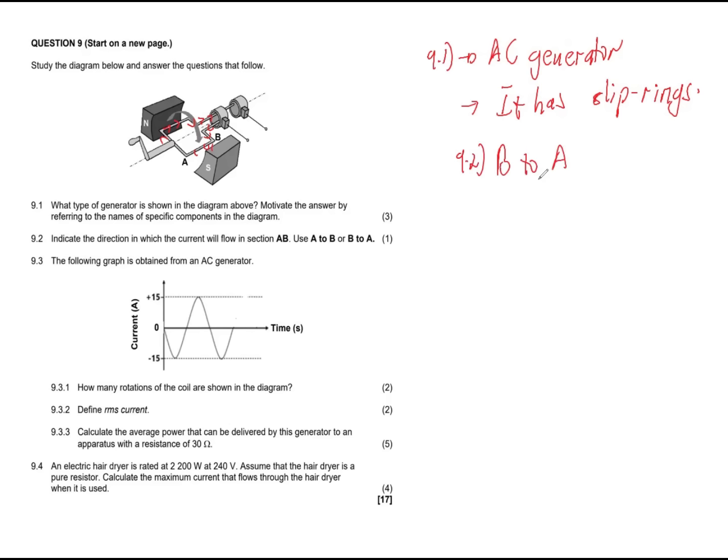B to A. Then 9.3 says the following graph is obtained from an AC generator. How many rotations of the coil are shown in the diagram? So 9.3.1, how many rotations of the coil are shown in the diagram? This is a full rotation. This is one rotation, because as we can see, this is a full sine wave, right? And then this is a half rotation. So that's 1.5.